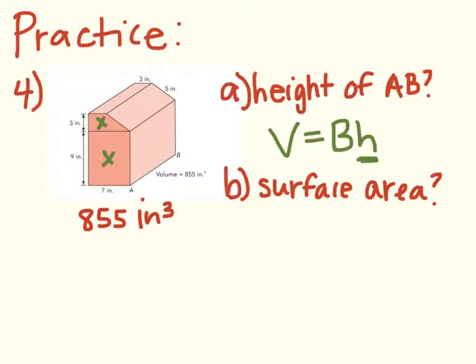The second question asks you to find the surface area of the prism. So remember, your surface area is your perimeter of your base times the height plus the area of the two bases.